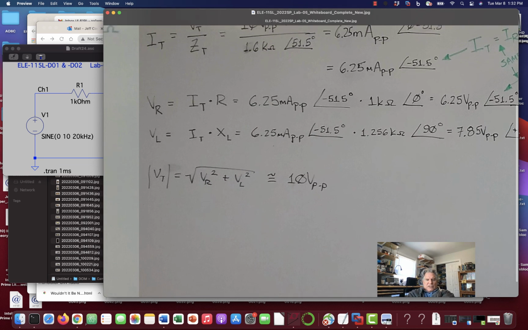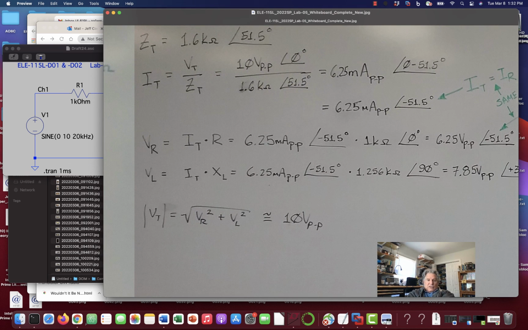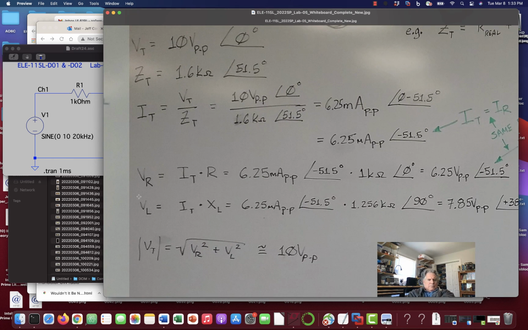There's a little test one can do to see if they've got this stuff right. You can take VR squared plus VL squared, and you should just have the original voltage there, okay? So, let's look at our simulation.